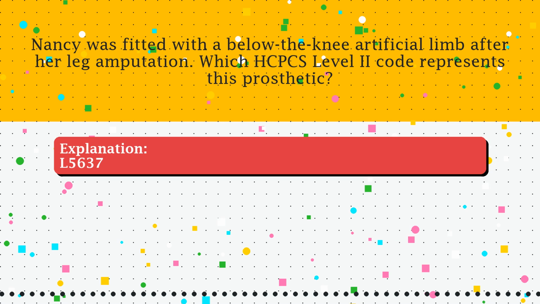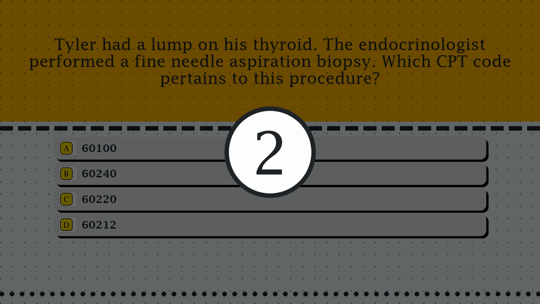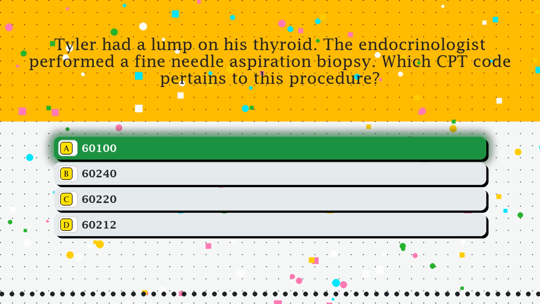Question 288. Tyler had a lump on his thyroid. The endocrinologist performed a fine needle aspiration biopsy. Which CPT code pertains to this procedure? Option A, 60,100. Option B, 60,240. Option C, 60,220. Option D, 60,212. The correct answer is option A, 60,100.